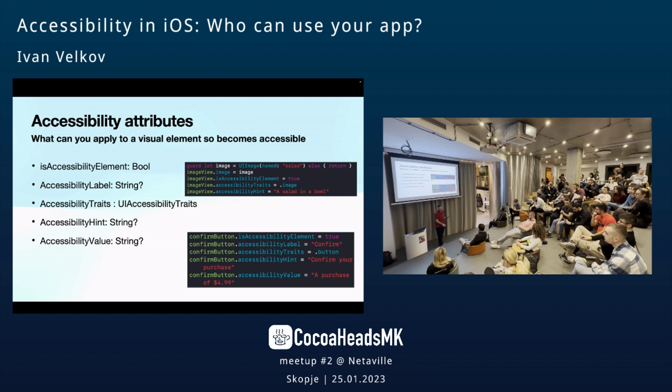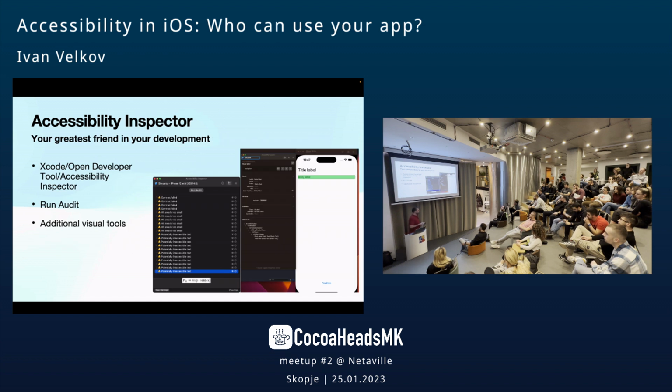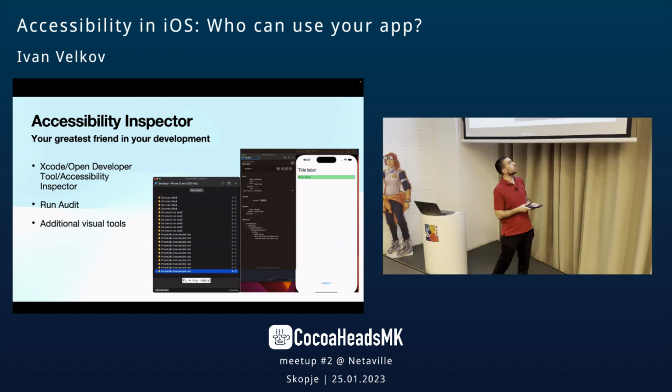So these are fairly simple things. When you are building your software, these are the important parts that you have to cover when it comes to accessibility. Next is the tool from Xcode that you're using to help with that.